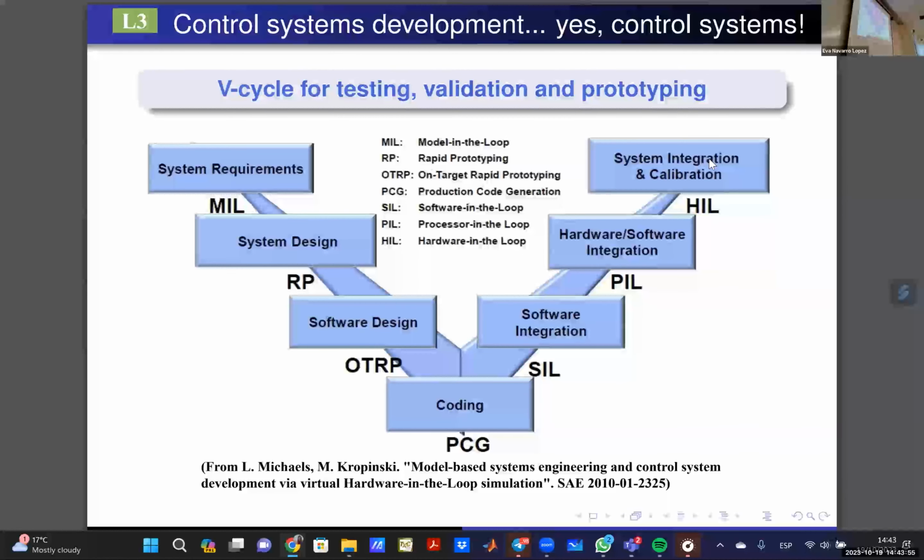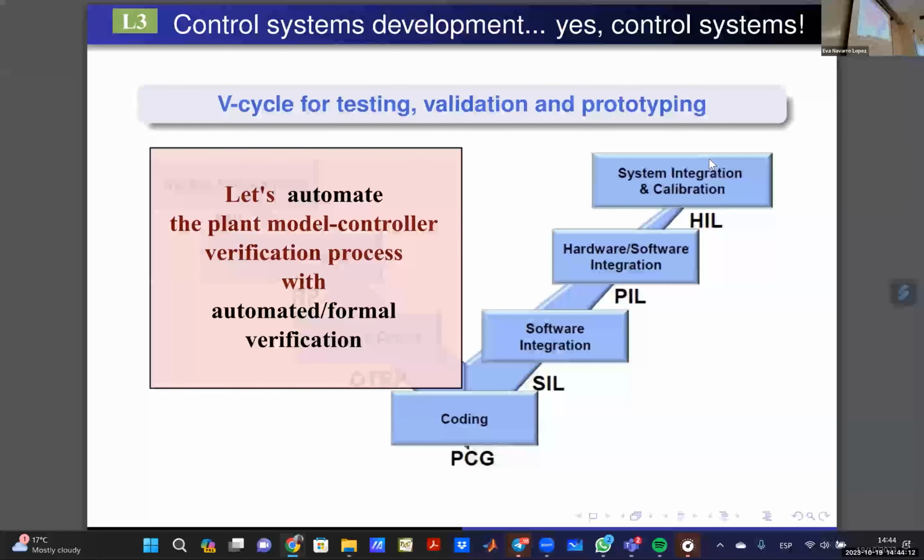So what you are doing is, this is for some engineers here. We have what is called the V cycle for testing, validation, and prototyping. Somebody here who has built an engineering system will follow this. But what I'm talking about here is that the first part you automate.